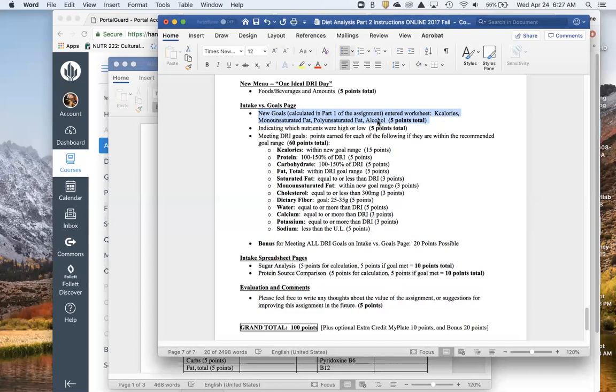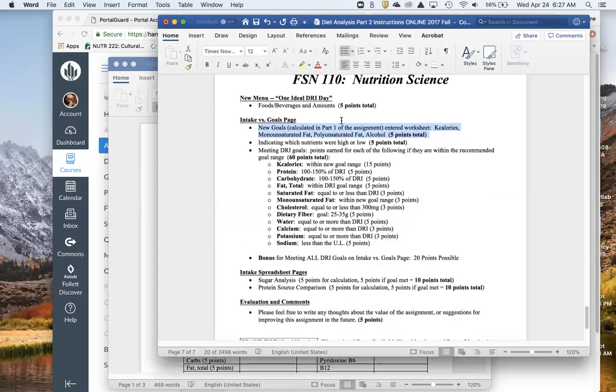The alcohol for women should be less than 15 grams. For men, it should be less than 30 grams. And the calories will be a range. Starting at the DRI, you'll subtract 250, you'll add 250. The polyunsaturated fat will be the same as your saturated fat goal, and the monounsaturated fat will be your saturated fat goal. That's the beginning of the range, and then you multiply this by 1.5 to get the end of the range. So the polyunsaturated fat is just one number.